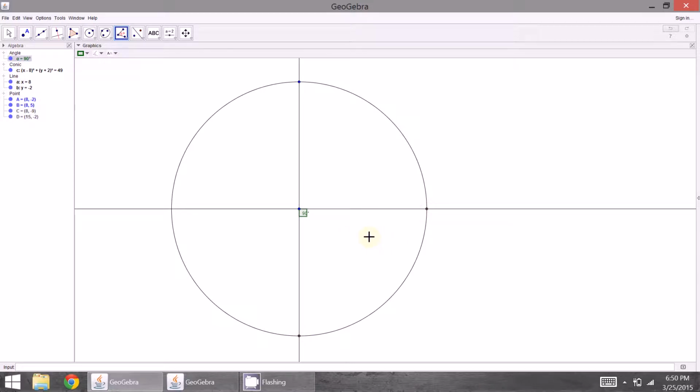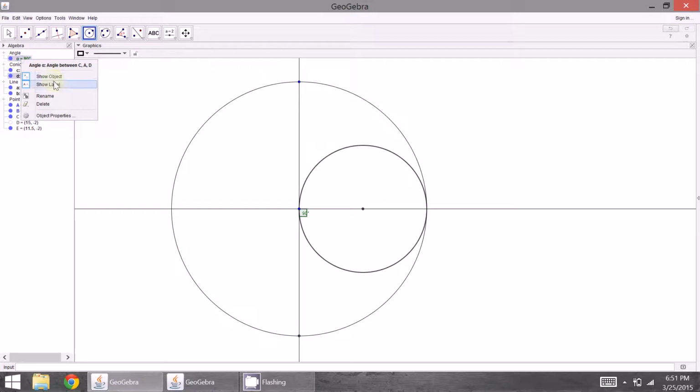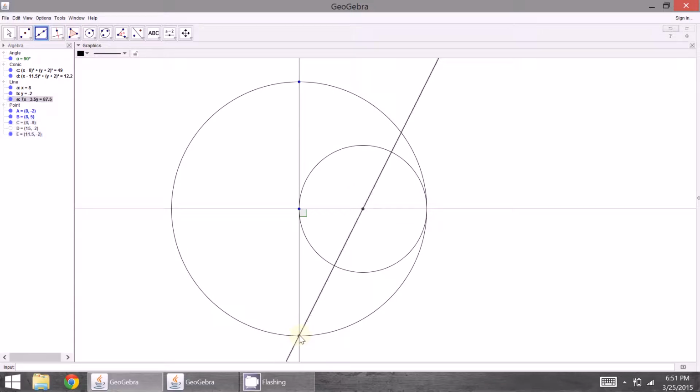Okay. Now I want the midpoint here, so I use the midpoint tool. And then I want a circle centered there. We don't really need this point anymore, and we don't need that label. Alright, and then we make a line through the center of this small circle and then through the bottom of the big circle. And then that gives us two more points of intersection.